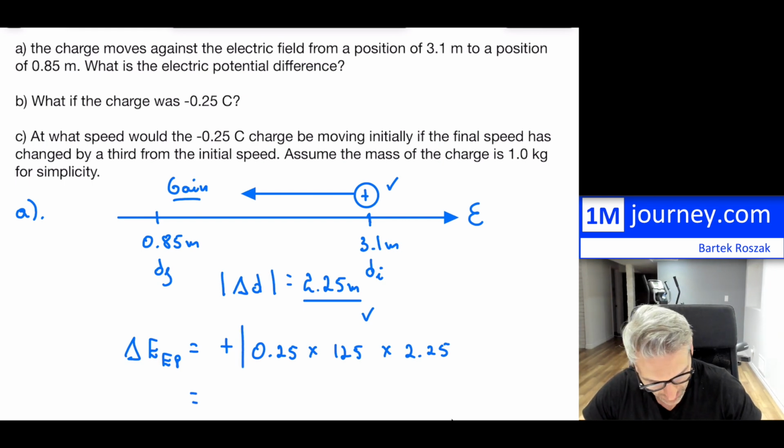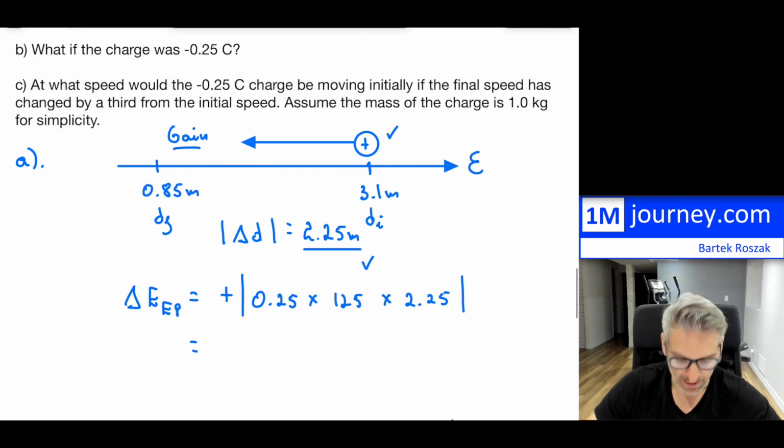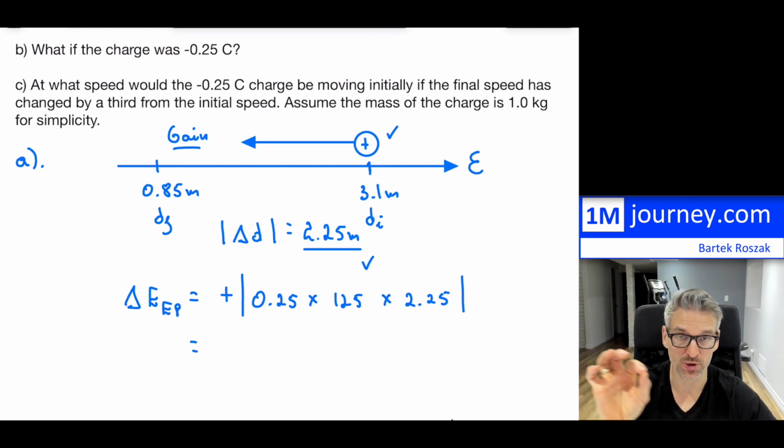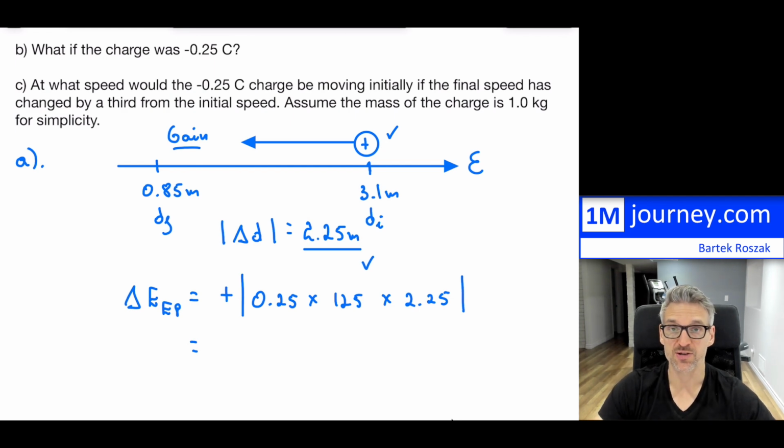Keep in mind that I'm taking the magnitude of all of them because I already know that I'm gaining potential energy. If you don't know whether you're gaining or losing, then you're in a bit of a pickle, where you have to know how to label and how to input all of these values into your formula. So I highly encourage you to always think about whether you are moving with or against an electric field, and whether the charge is positive or negative. Then you will know if it's a gain or a loss of potential energy. Okay, now I'm going to substitute this into the calculator and write out the answer.